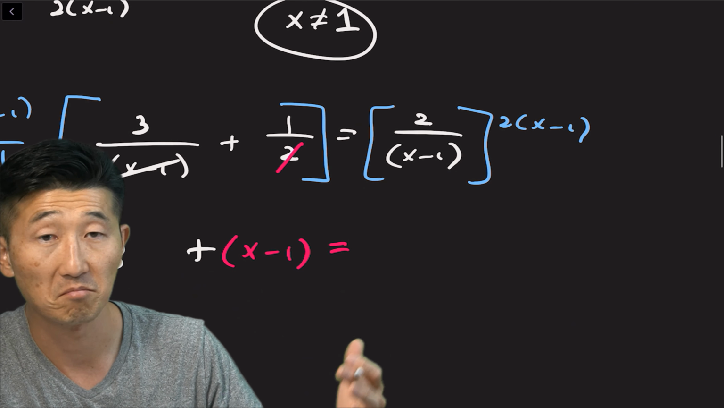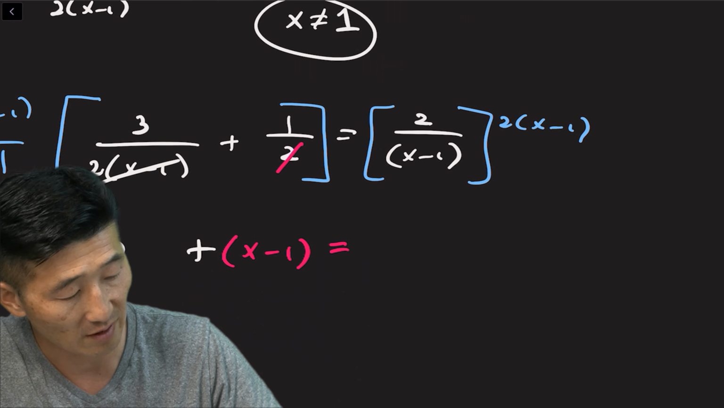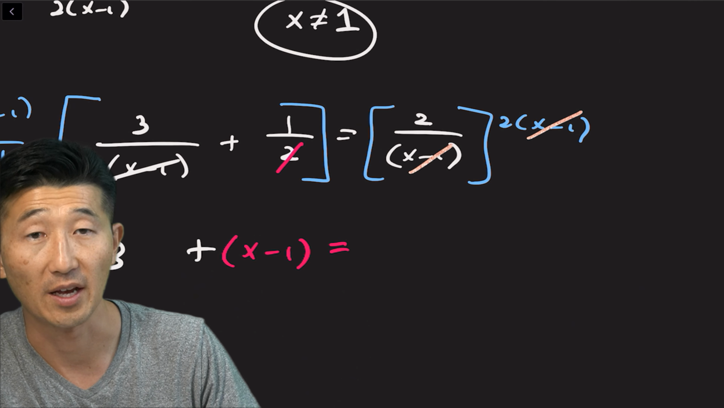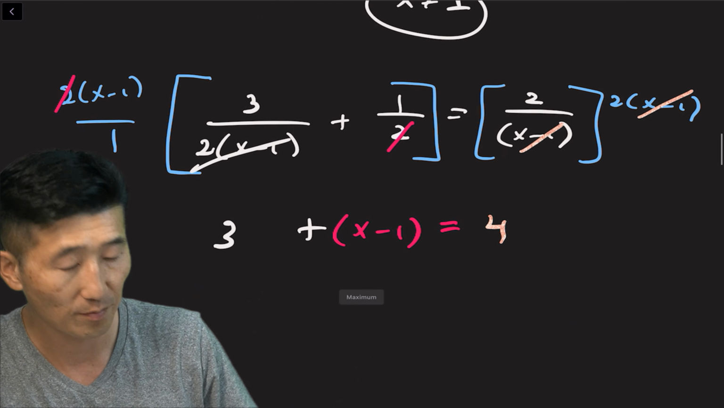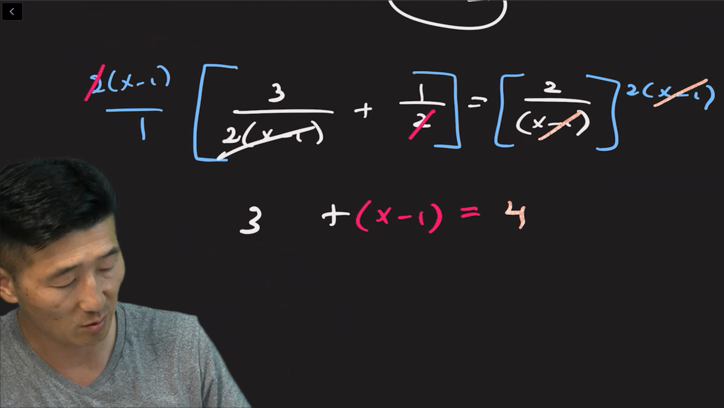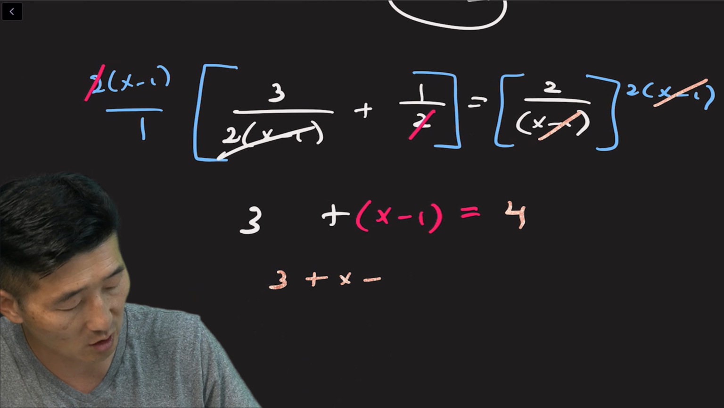Now on the right, you have more to cancel out. You have x minus 1 and x minus 1, what's left? 2 times 2, which is 4. And there you go. Very simple. 3 plus x minus 1 equals 4.